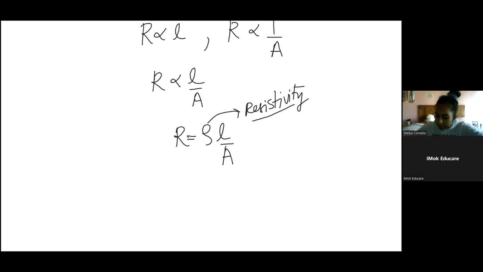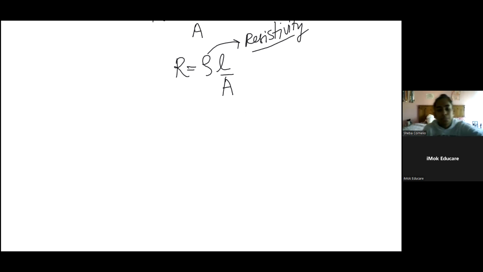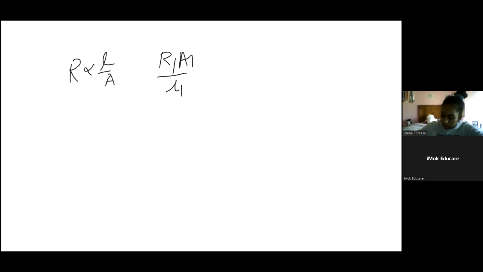Okay, so that's R is equal to rho L upon A. We can also make a proportion, because this is a mixed proportion that we have, R is proportional to L upon A. We can also say R1 A1 upon L1 is equal to R2 A2 upon L2.